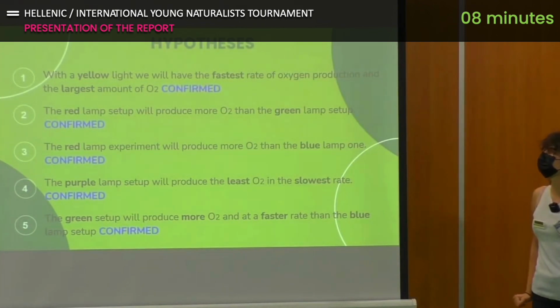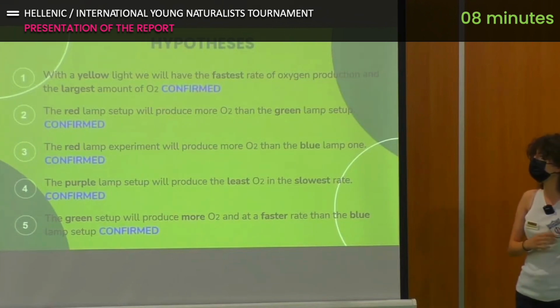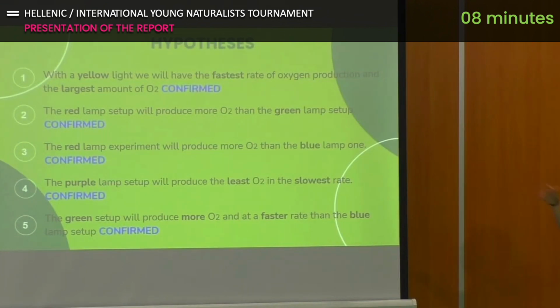The first one was confirmed because the yellow did have the fastest rate of oxygen production and the largest amount of oxygen. The second one was confirmed because the red lamp setup did produce more oxygen than the green one. The third one is confirmed because the red lamp experiment did produce more oxygen than the blue lamp one. The fourth one is confirmed because the purple lamp setup did produce the least oxygen and at the slowest rate. And the last one is confirmed because the green setup did produce more oxygen and at a faster rate than the blue lamp setup.